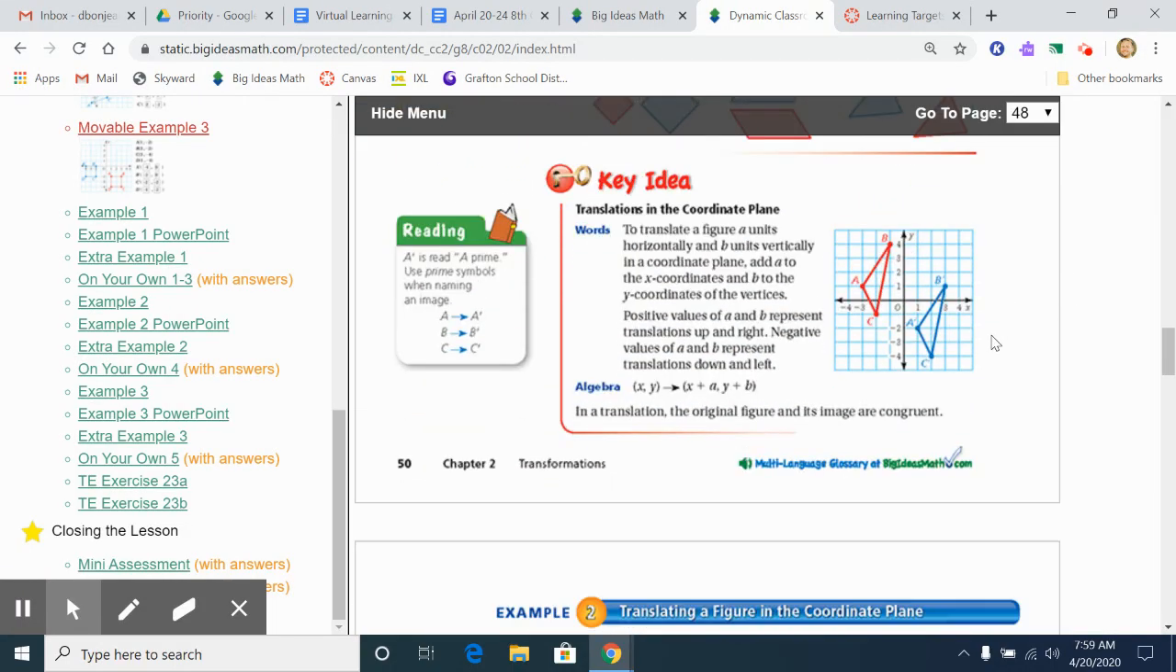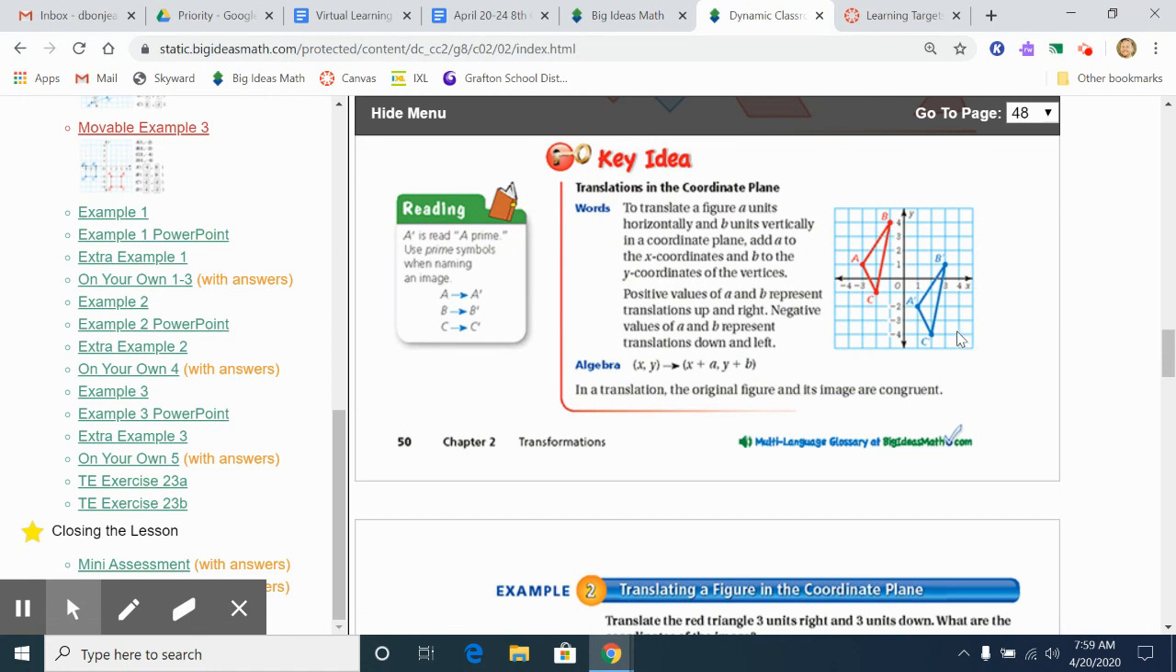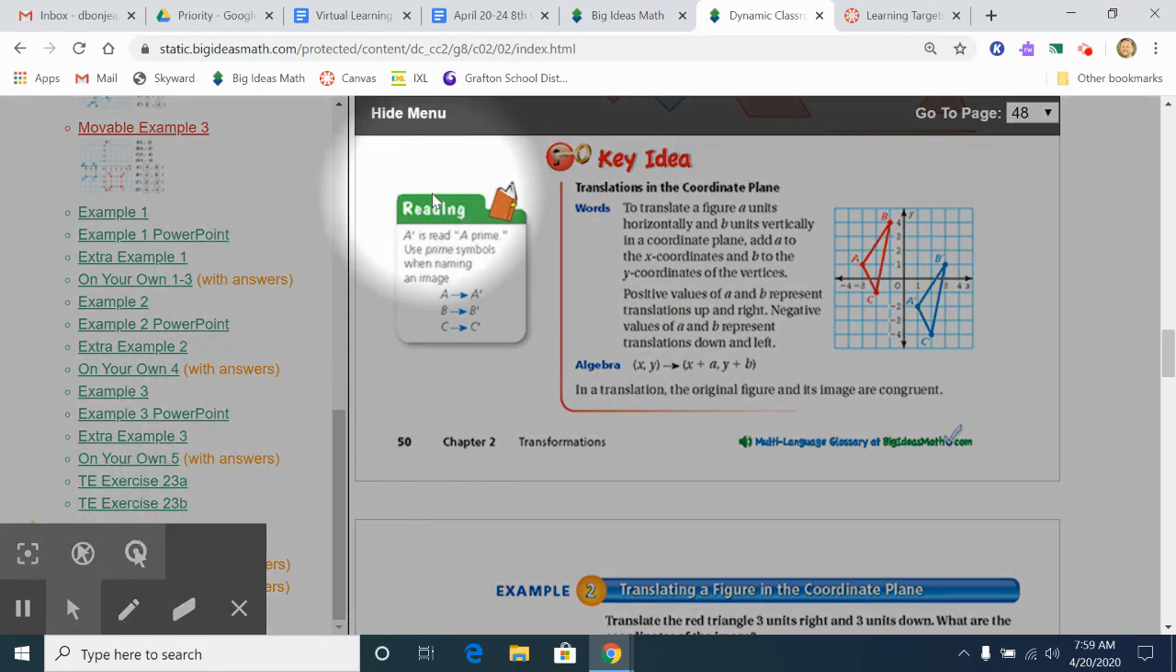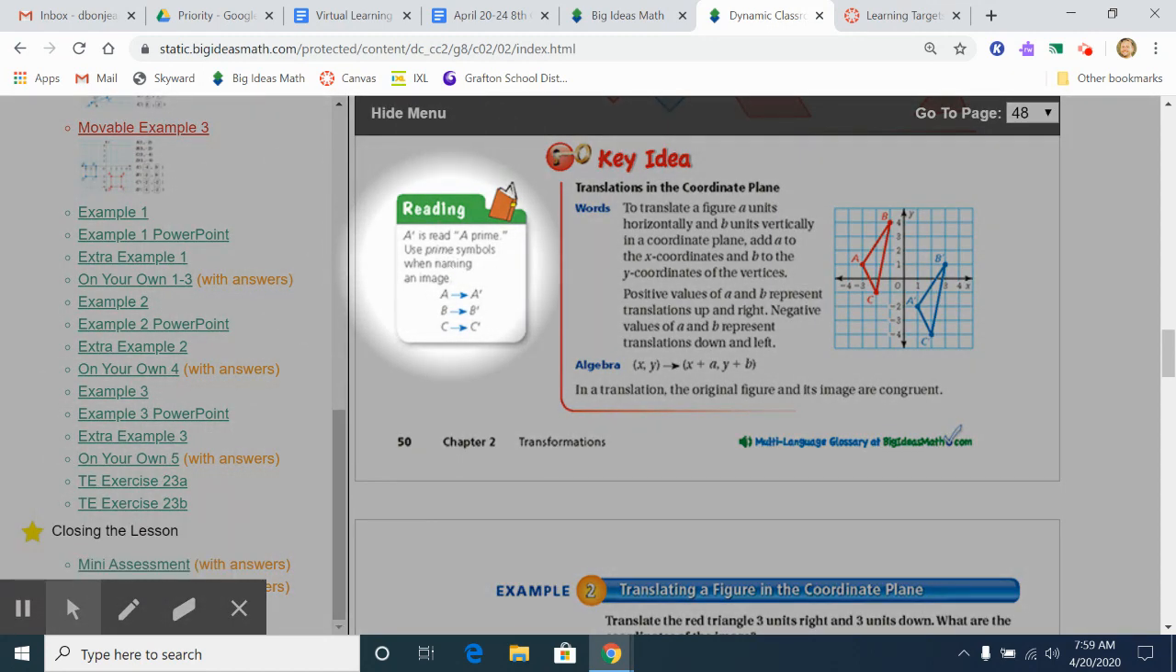All right, now let's get into actually doing this. Okay. Now, personally, I think this is very confusing for you, so I'm just going to show you how to translate first in my own way. All right. But something you need to know, some vocab, how I'm going to be reading this. Okay. So where it says reading over here, this A with the little dash, that is read as A prime. Okay. So like B with the little dash, that's B prime, and this would be C prime. Okay. Use prime symbols when naming an image.